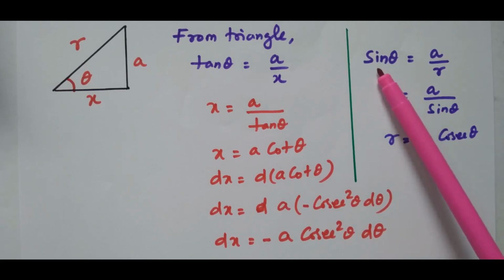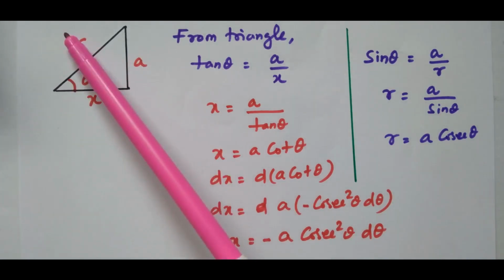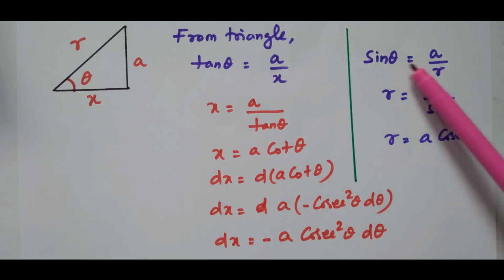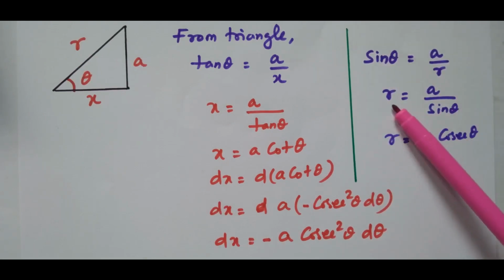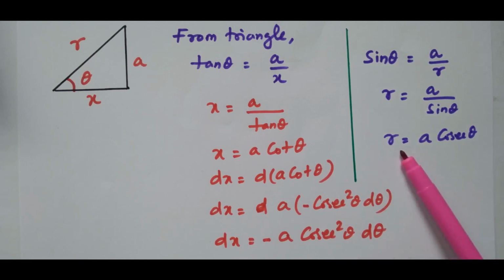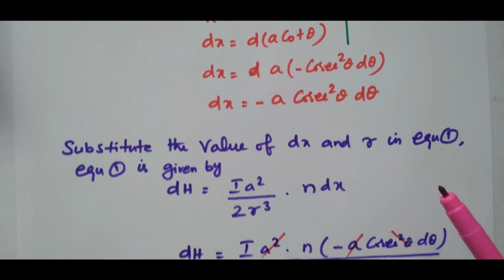Similarly, find the expression for sin theta. Sin theta equal to opposite side by hypotenuse, a divided by r. Again here cross multiply this. Bring the r here, sin theta here. So r equal to a by sin theta. 1 divided by sin theta is cosecant theta. So r equal to a cosecant theta. Now we got the expressions for dx and r that can be substituted in equation number 1.